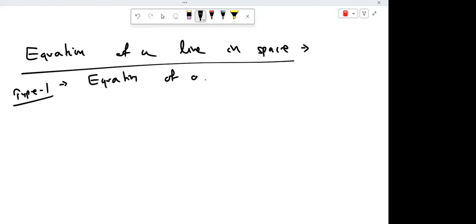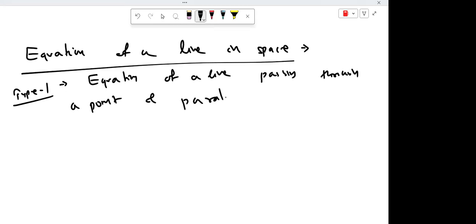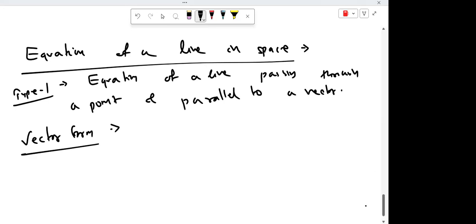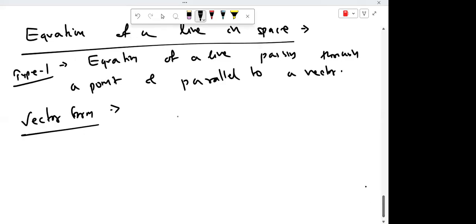Type 1 is the equation of a line passing through a point and parallel to a vector. That means a point is given to you and the line is parallel to a different vector. We'll always study two forms in 3D, vector form and Cartesian form.